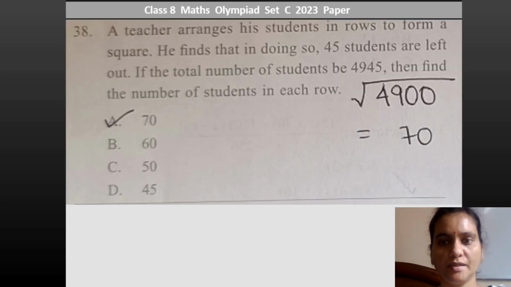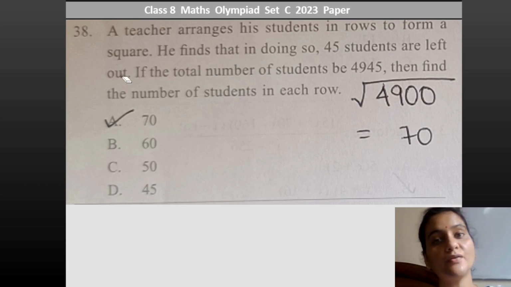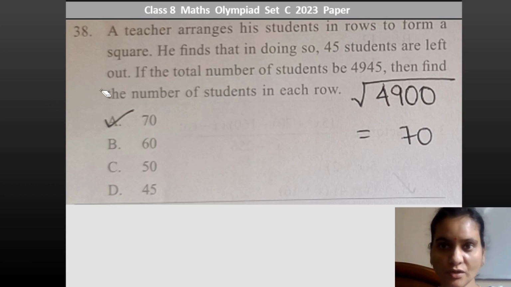Now question number 38 says, a teacher arranges his students in rows to form a square. He finds that in doing so, 45 students are left out. Means when he arranges all the children in squares row wise, then out of all the total children, 45 could not be included in that square. If you would have included them, then a square formation would not have been possible. If the total number of students is 4945, then find the number of students in each row.